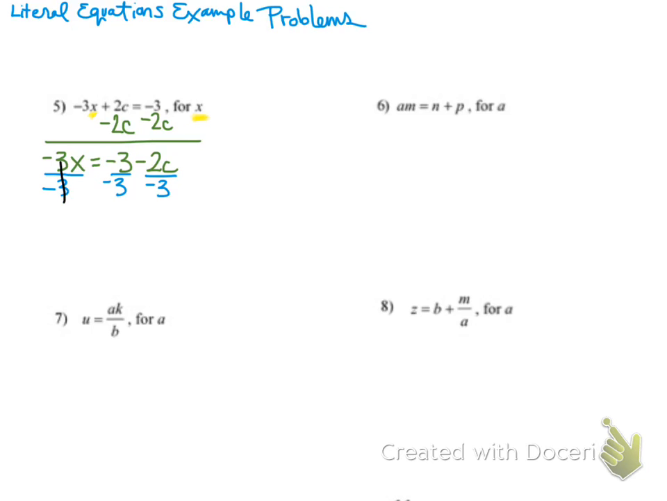-3 divided by -3 is 1, which is what we want. Over here, -3 divided by -3 is 1. We're going to write it down because there's no variable next to it. And the only thing that happens with this fraction is that a negative divided by a negative is a positive, so we're going to rewrite it as 2c over 3. Now that x is by itself, we're done.